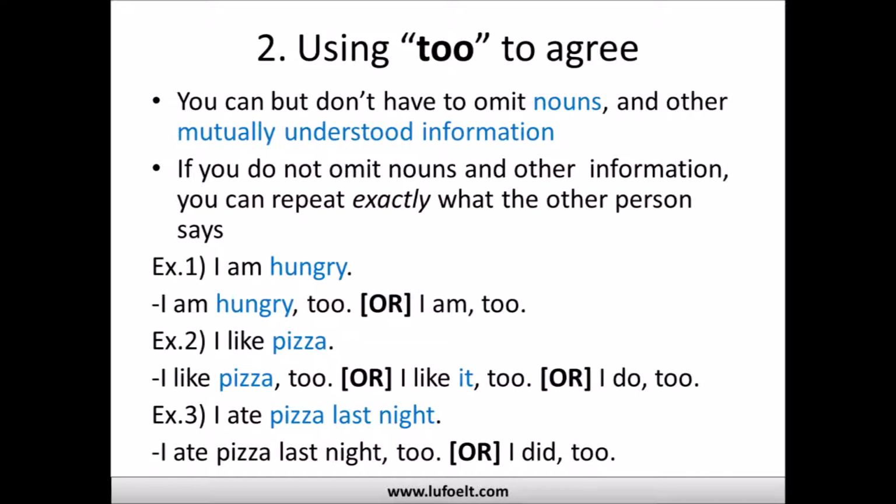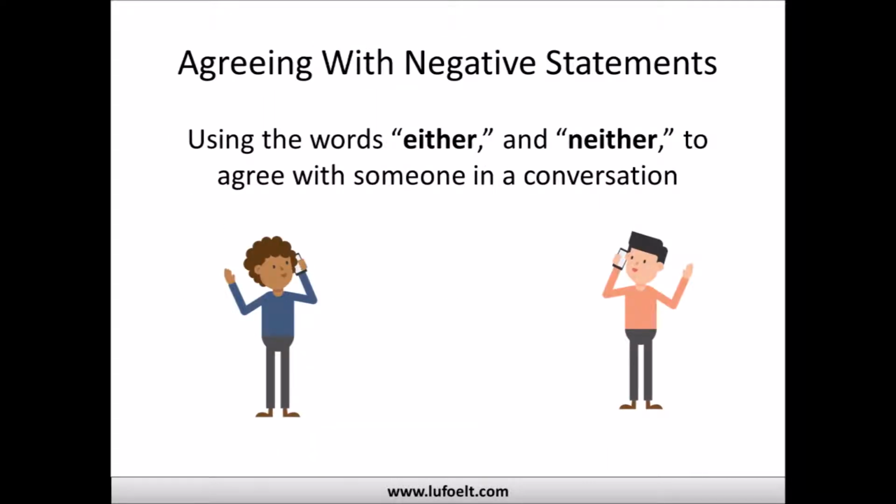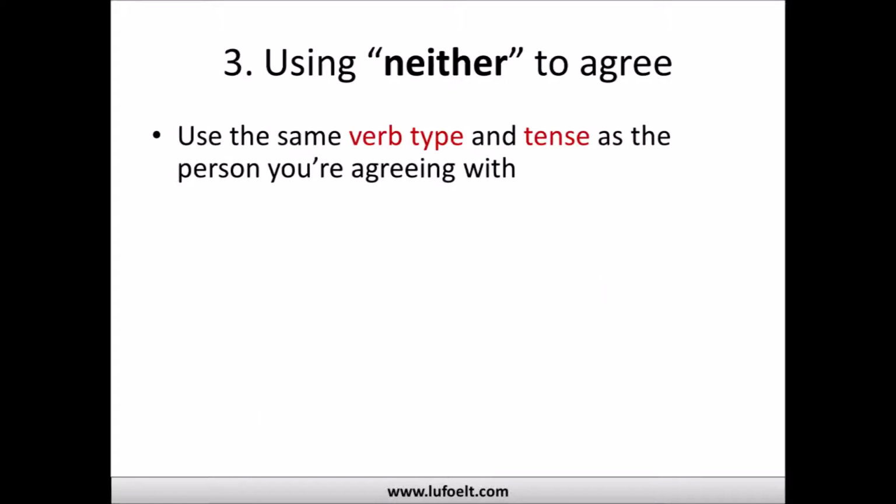Okay, now we're going to look at using either and neither to agree with someone in a conversation. So here we're agreeing with negative statements. Okay, so let's take a look at the first one, using neither to agree. Once again, you're going to use the same verb type and tense as the person you're agreeing with. So for example, once again, I'm just using the very same examples as with the first two, just so that you can compare how we're using them. So I am not hungry. Here you're going to say, neither am I.